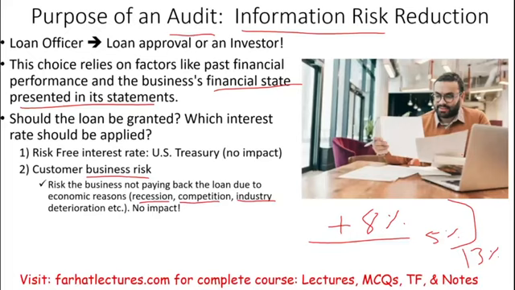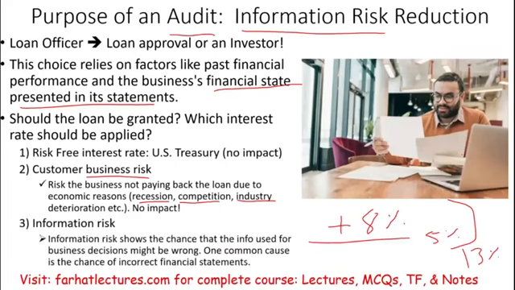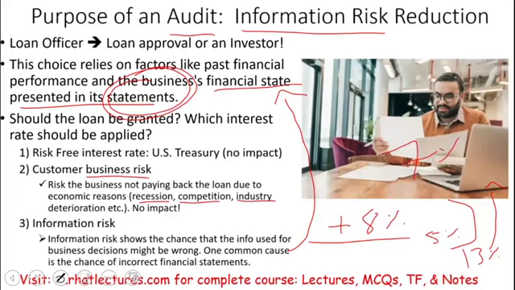But there's a third risk, and that risk is called information risk. What is information risk? Information risk is the risk that the information you are relying on is incorrect. Simply put, you are relying on the financial statements, looking at their past performance to predict the future. How about if those statements themselves are unreliable? They cannot be relied on. That's information risk. And if the information risk is high, you may either say, you know what, I am not going to give you the loan, or I'm going to add maybe another 7% to that 13%, and charge you 20%.